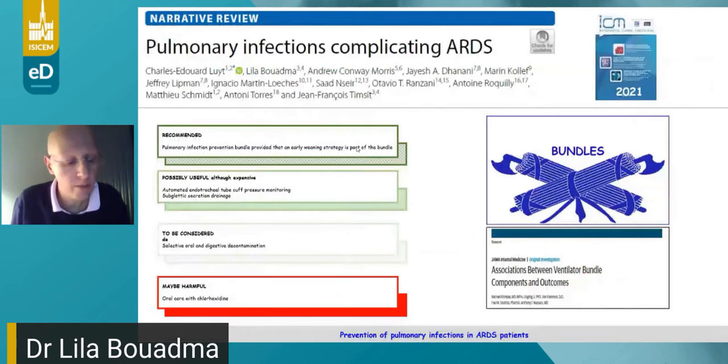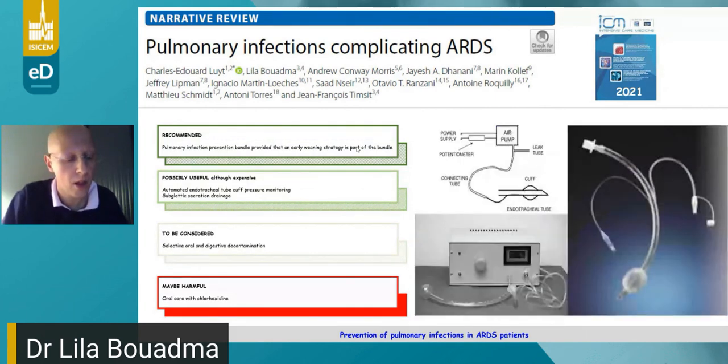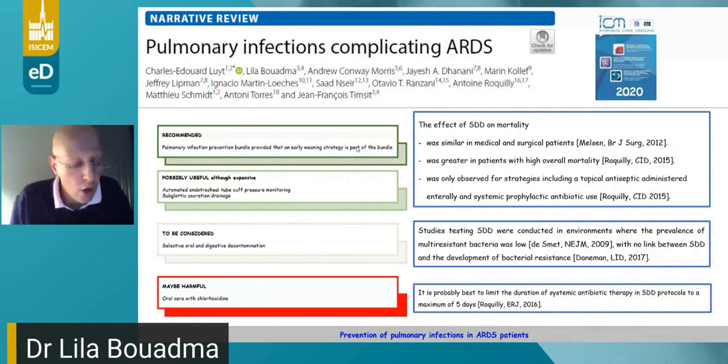What about prevention? There is no single preventive measure that will completely avert this complication, and patients at high risk of it must be approached with a package, a bundle of preventive measures. Expensive devices could have a place in this particular context, such as automated endotracheal tube cuff pressure monitoring. And selective oral and digestive decontamination should be considered.